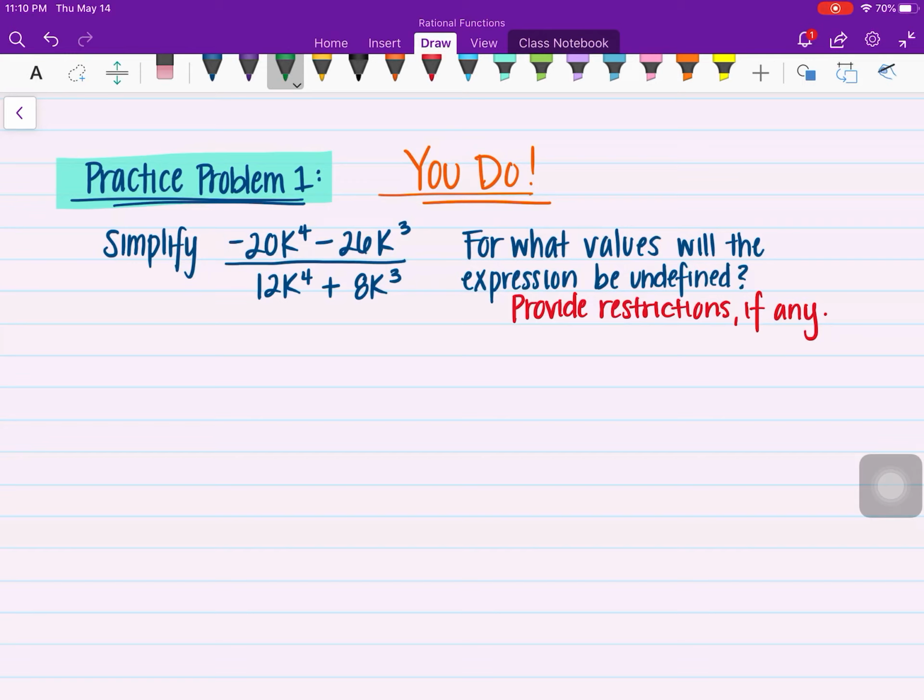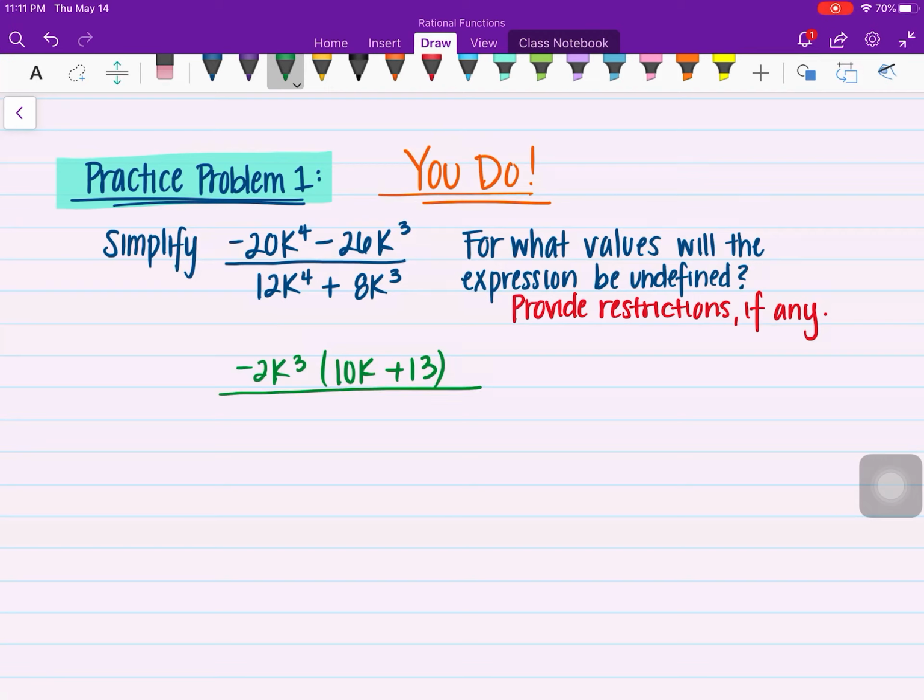Starting off with our numerator, we have negative 20k^4 minus 26k^3. Between 20 and 26, the only number they have in common is a 2. And from k^4 and k^3, the highest power of the variable we can take out is k^3. So then I have negative 2k^3. I don't need to take out the negative, I could leave it inside, but I'm just going to take it out because that's just me. So then we have (10k + 13).